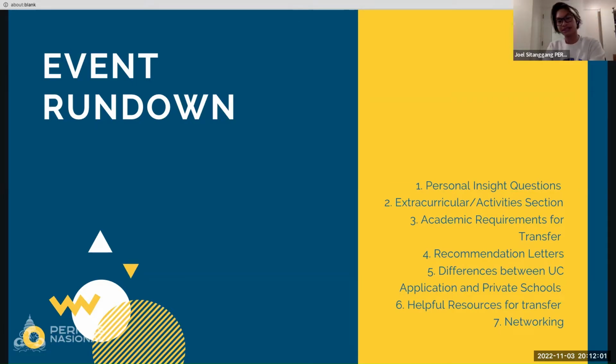That's also very important in terms of logistics. We have recommendation letters, which is rather rare, but it's important to note if your prospective university requires it. Differences between UC applications and private schools. If you guys are wondering about the differences between the UCs or USC, more private schools in the area, we'll get to that. Helpful resources for transferring, all that good stuff. And the last part is networking, where we're going to invite you guys to join breakout rooms for some specific talks with your prospective unis. All right, so let's begin with the first one, personal insight questions.